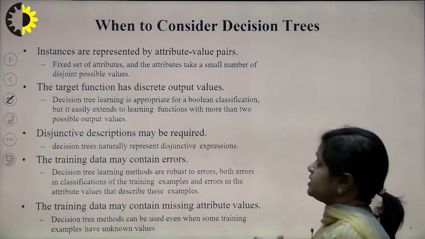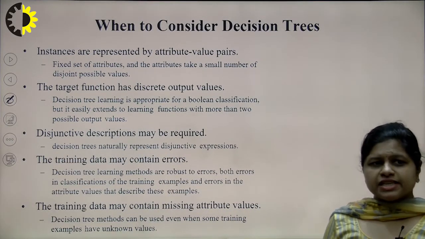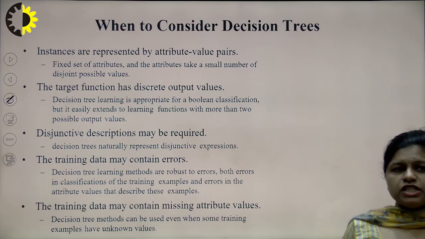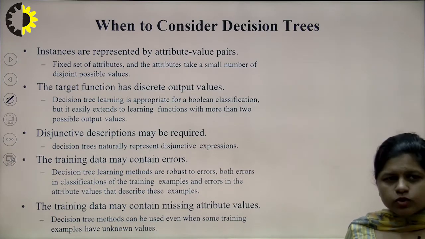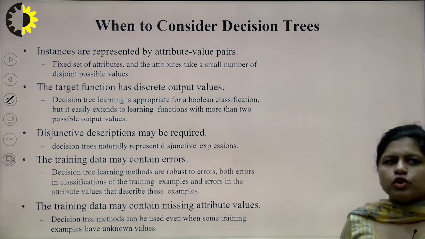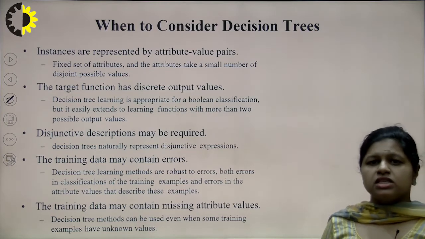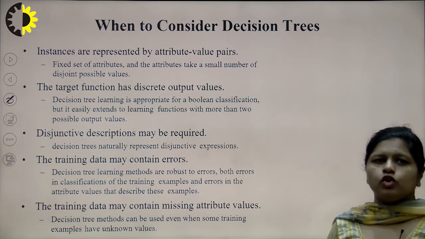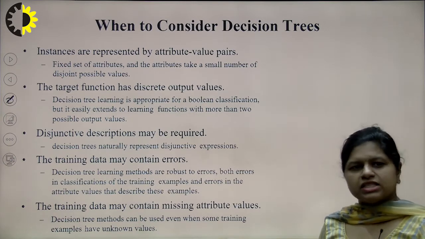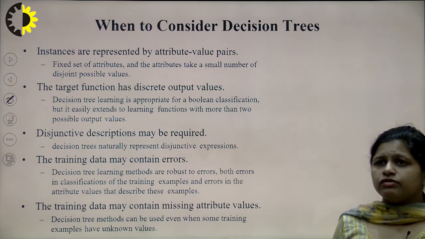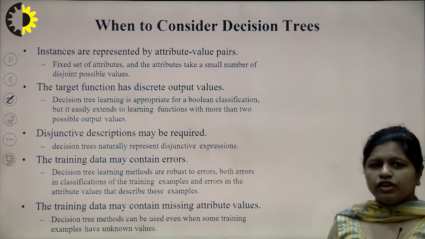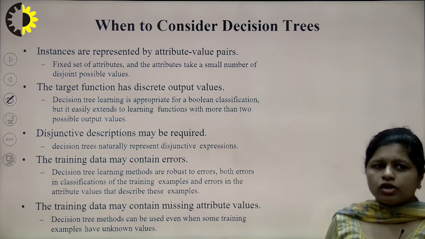Now the question arises: when to consider decision trees? First, when the instances are represented by attribute-value pairs, meaning we have the attributes and along with that the values of those particular attributes. So a fixed set of attributes is there, and the attributes take a small number of disjoint possible values. Second, the target function has discrete output values, meaning a classification problem. Decision tree learning is appropriate for Boolean classification, in which we have two classes, but it easily extends to learning functions with more than two possible output values also.